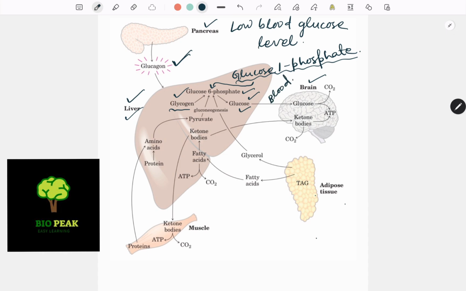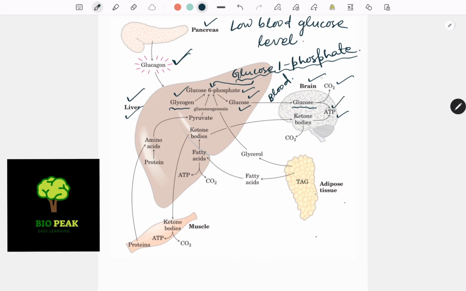After reaching the brain, the glucose generally produces two products. They are ATP and CO2. The ATP produced in the brain generally is used in different types of energy requiring processes which are occurring inside the brain.